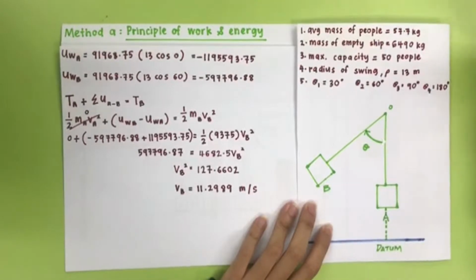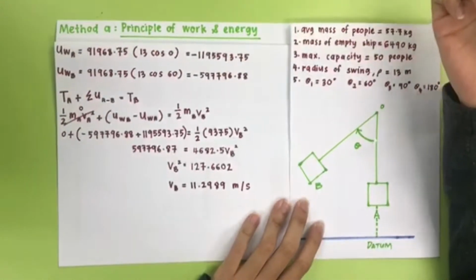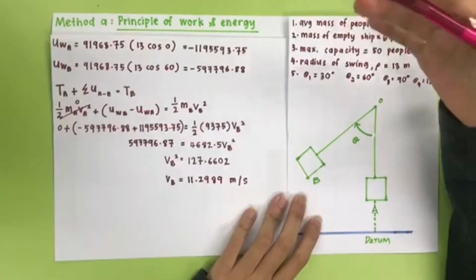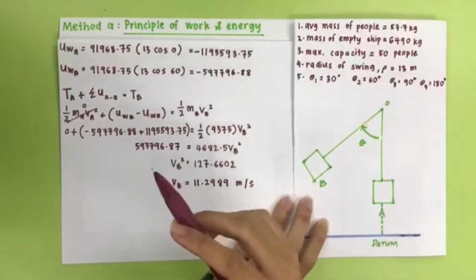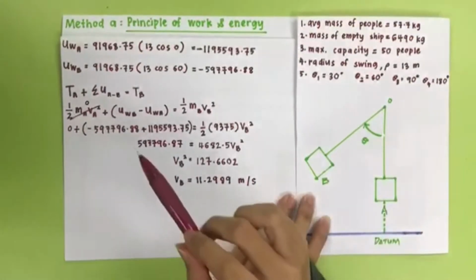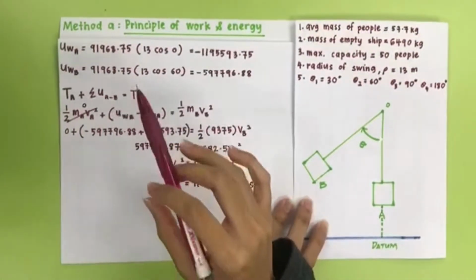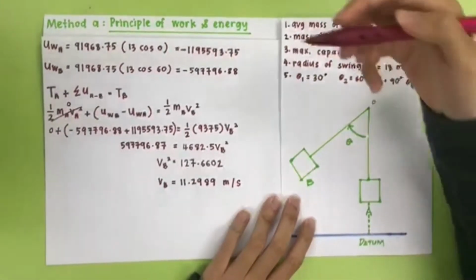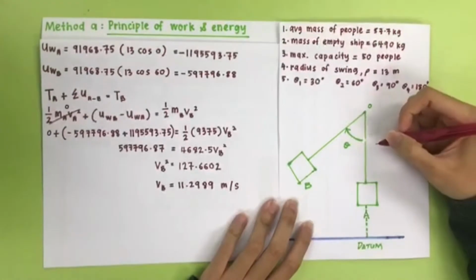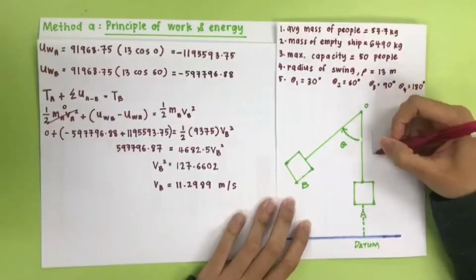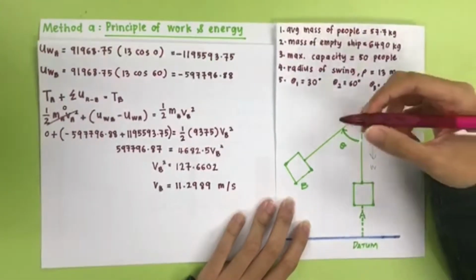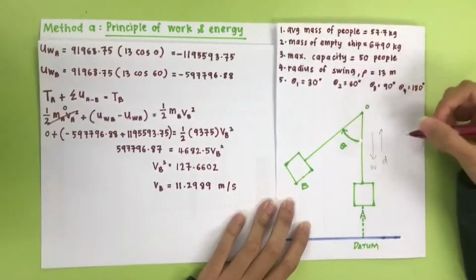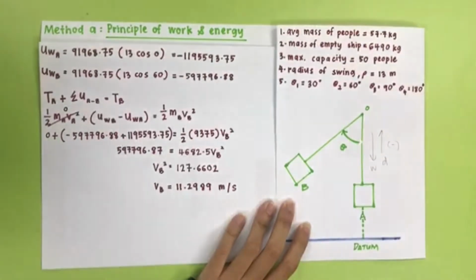Okay, so for the first method, we are going to use the principle of work and energy. As we all know, the principle of work and energy includes work done due to weight only. In this case, we have to find the work done at point A, and we will get as shown here. The answer is negative because we assume the weight is pointing downward and the direction of the distance is pointing upward. Since the directions are different, we assume it as negative.